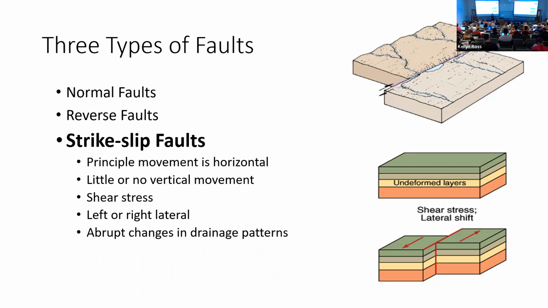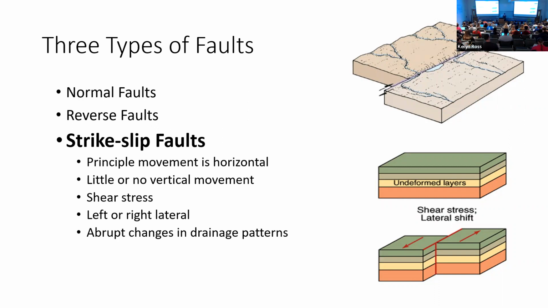So if we have a strike slip, that means instead of slipping on the dip, it's slipping along the sides, slipping past each other. The principal movement is not up and down, it is horizontal. So it's usually related to transform plate boundaries, but it doesn't have to be, though it usually is. So there's little or no vertical movement. When you have this fault, they're going to be moving like this, and there's almost going to be no up and down.